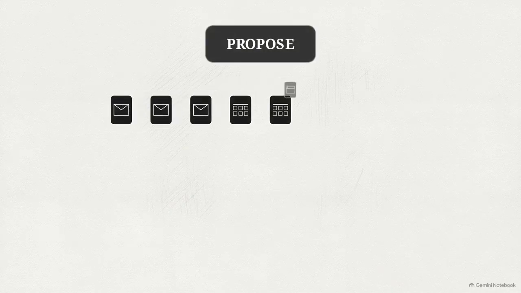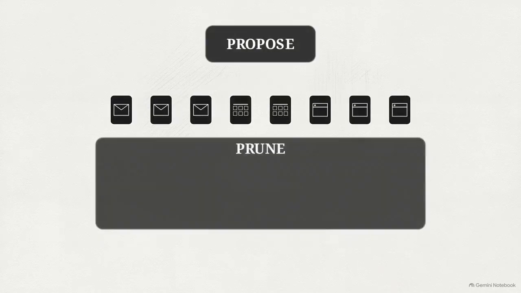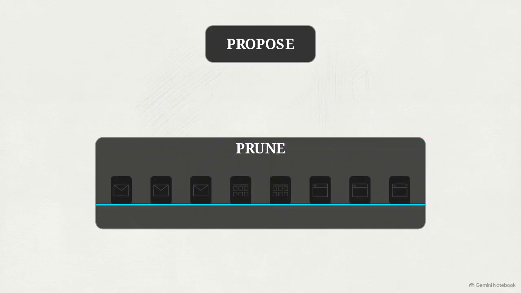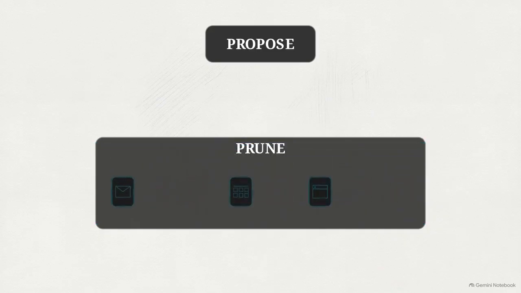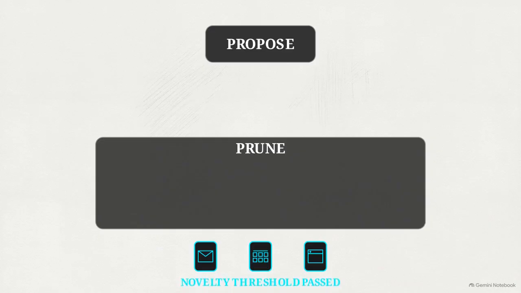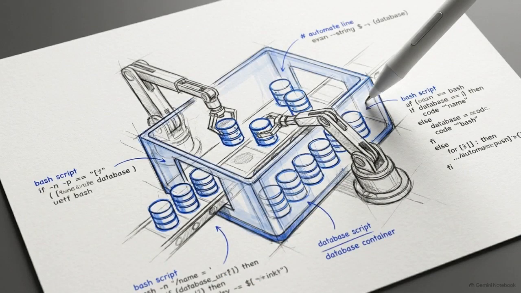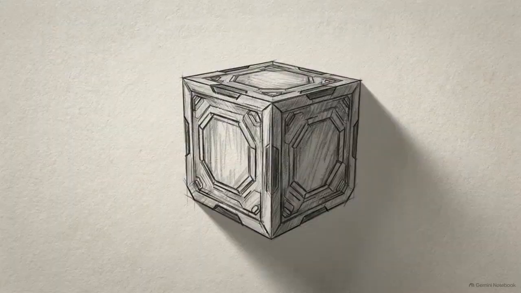In the propose and prune stages, language models generate candidate instructions grounded in realistic daily workflows. Automated filters then eliminate duplicates, enforcing strict novelty thresholds. During the build stage, the pipeline synthesizes a dedicated Dockerfile, mock database records, and a deterministic bash script designed to verify task completion. Next is the test stage.